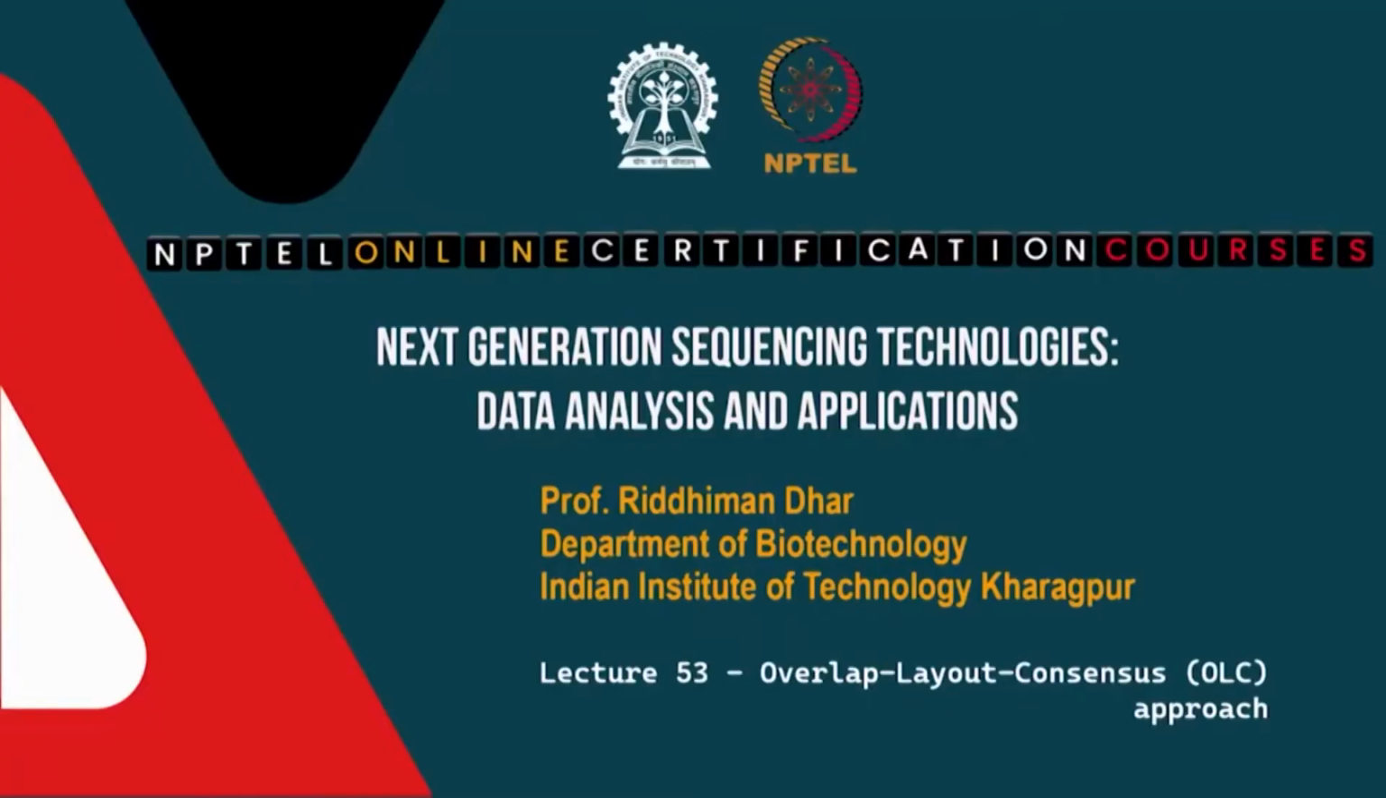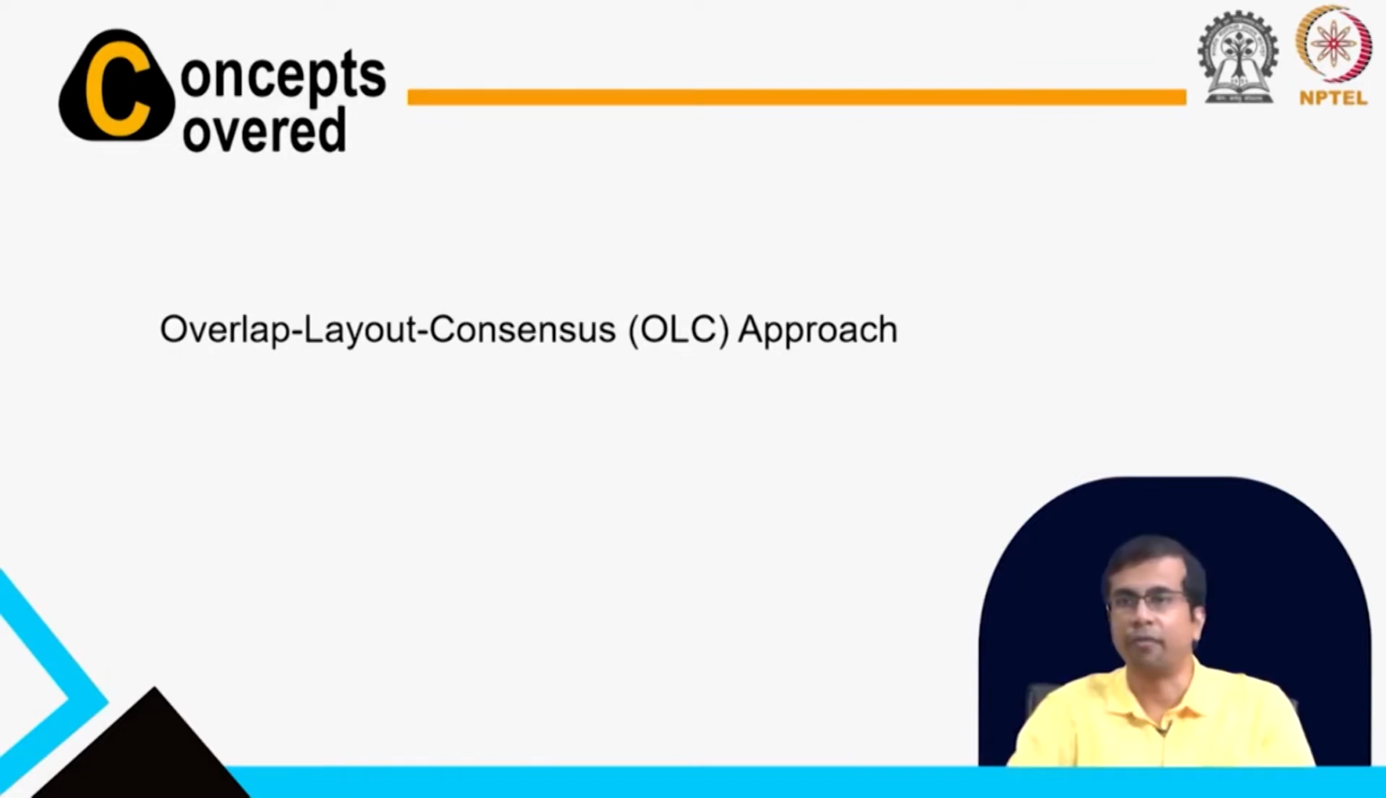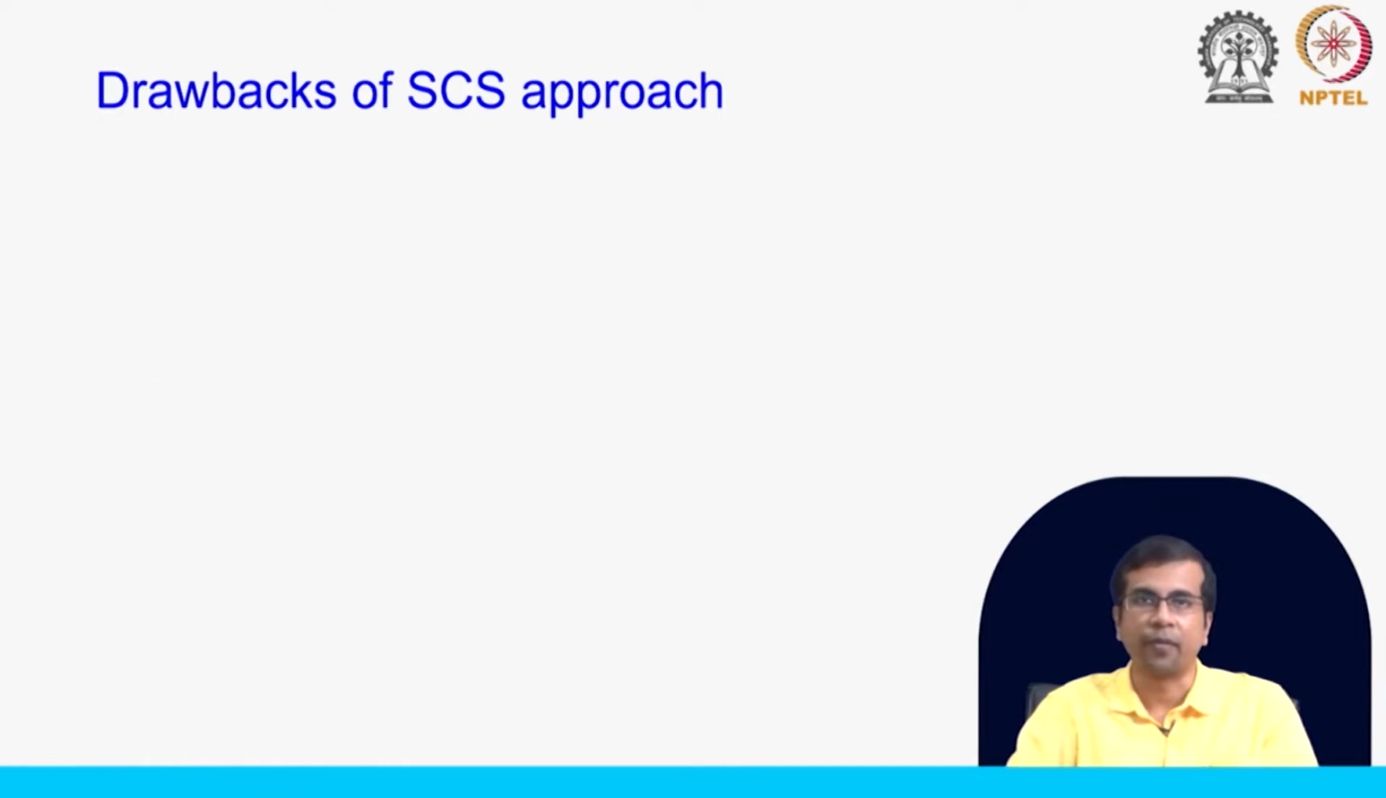So, in this class what we will be talking about is the overlap layout consensus approach. This is a different approach for genome assembly and this is what we will be discussing in this class. We will talk about the idea, we will apply this approach again to a set of reads for a small reference genome, and then we will see how this method works and what the limitations of this method are. So, these are the keywords for today's class. First is inferred edges and the second is repeats.